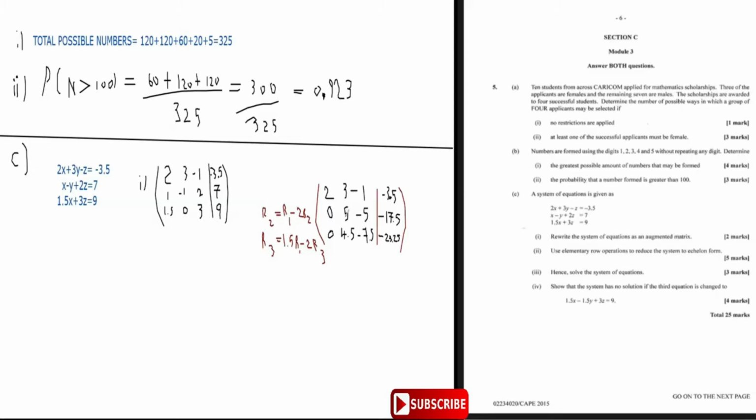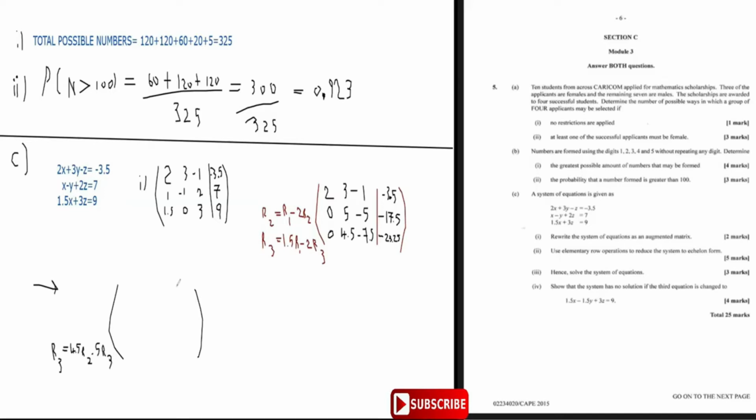Now we need to use row 2 to get a 0 in row 3. So let's continue. Row 3 is now going to become 4.5 row 2 minus 5 row 3. That's what we're going to do, all right?